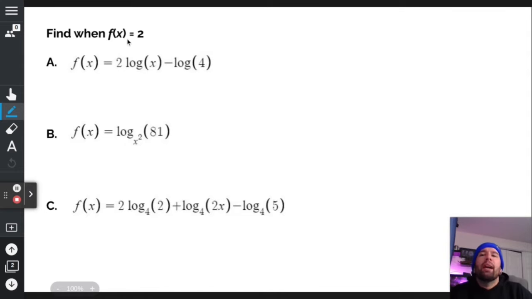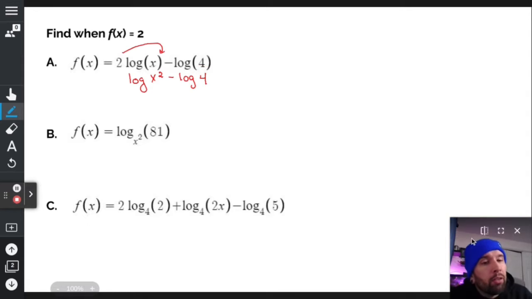Find when f of x equals 2. Let's do all of these by simplifying things first, then I'll do what that tells me to do. What I see first is 2 log x minus log 4. Whenever you see a number in front of a log, make that an exponent. So this is the same as log x squared minus log of 4. Now, when you're subtracting 2 logs of the same base, you divide the insides. So this becomes log base invisible 10 of x squared over 4.